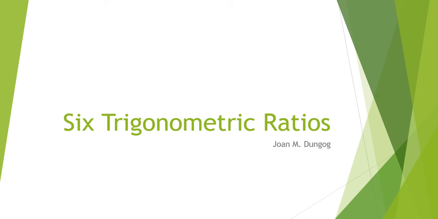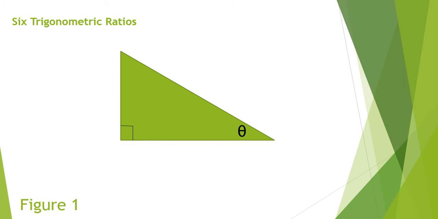Hi guys! Today I'm gonna show you how to find the 6 trigonometric ratios and how to use them in solving the missing parts or sides of a triangle. But first, it is important for us to know what the parts of this triangle are in relation to our data.